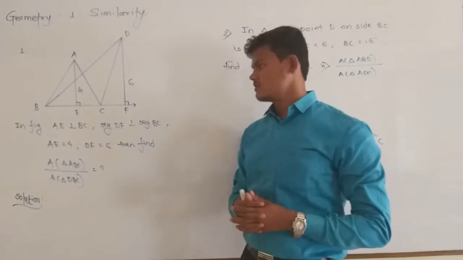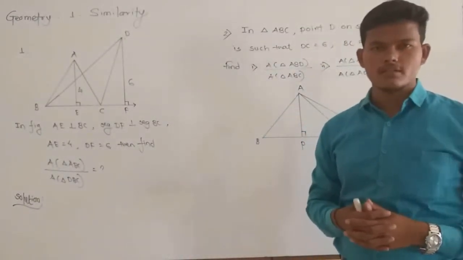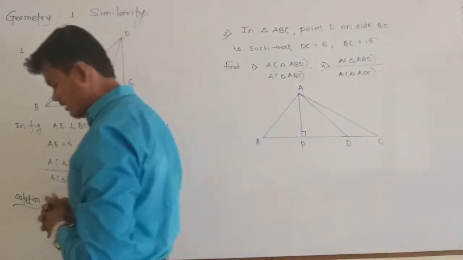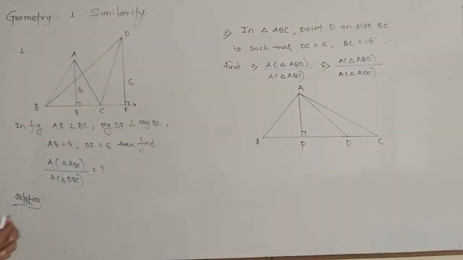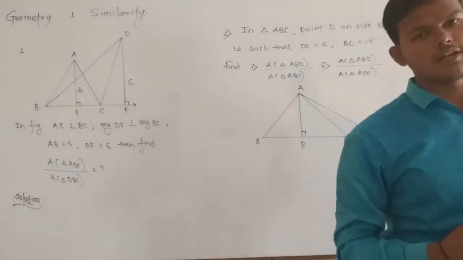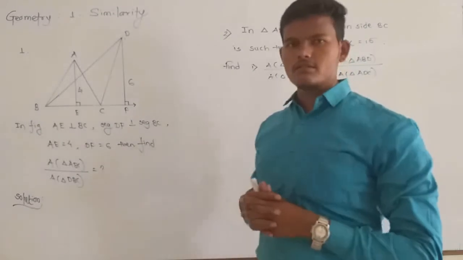We have already discussed what is similarity, what is congruence of triangles, and the basic things about similarity and congruence of triangles, what are triangles and their types. The first point of our chapter is the ratio of areas of triangles. To find the ratios of areas of triangles, there are some properties.